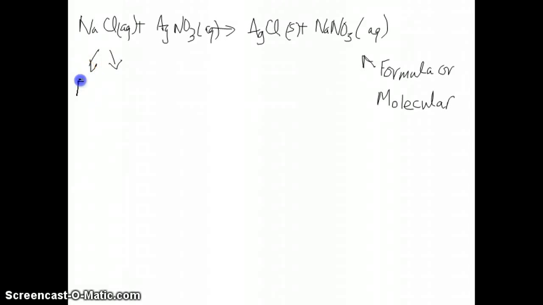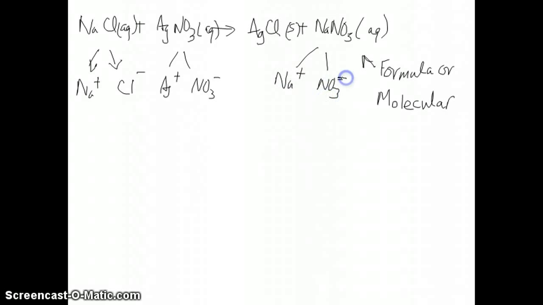So in this case, sodium chloride is aqueous, so we're going to take that apart and separate them into Na plus and Cl minus. This one is also aqueous, so we're going to take that apart and separate it into its cation and anion. This one you notice is a solid, so we're not going to do anything with that one because solids don't break apart. They're insoluble in this case. And then lastly we have NaNO3, which is also aqueous, so we're going to take that apart as well.